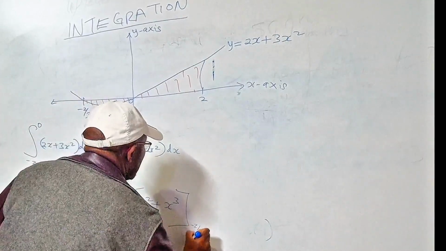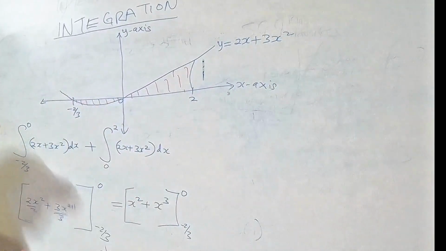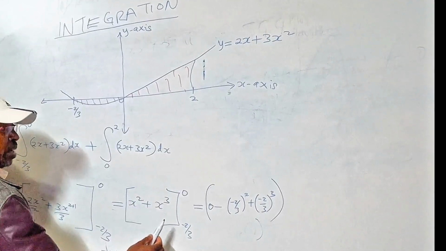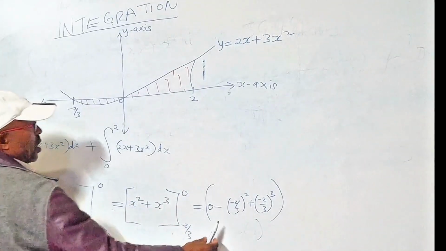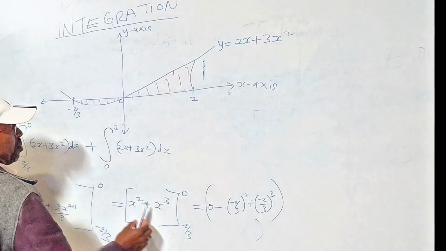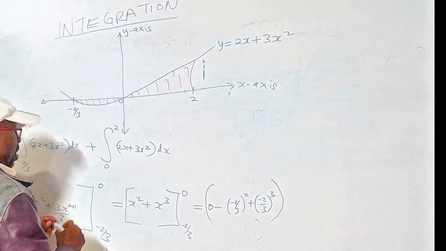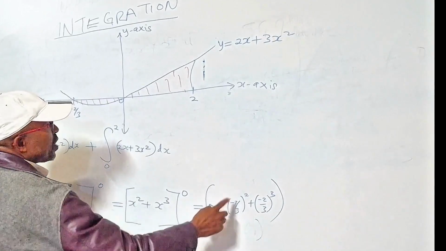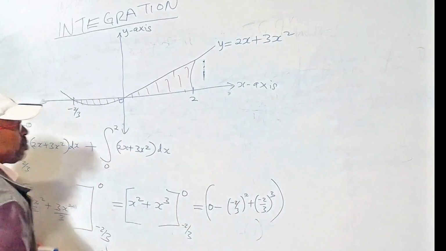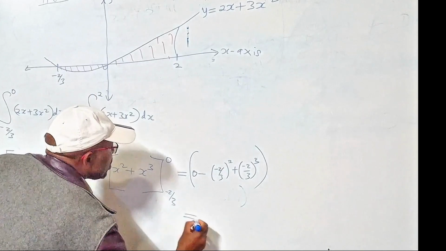Substituting the upper limit, then we subtract the lower limit. We have x squared plus x cubed, with the limit from negative 2 over 3 to 0. Substituting 0, because it's the higher limit, we'll get 0 squared plus 0 cubed, that is 0. Then we substitute the lower limit, which is negative 2 over 3 squared plus negative 2 over 3 cubed.